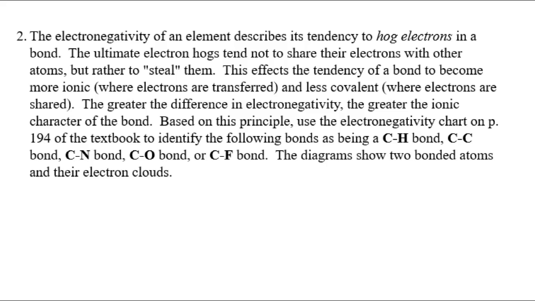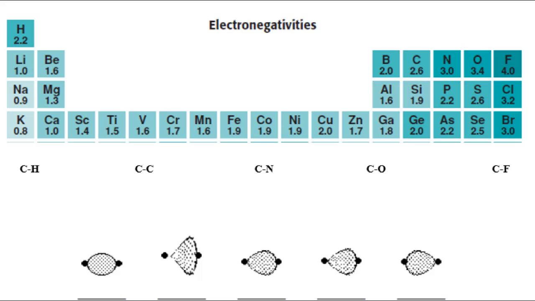Based on this principle, use the electronegativity chart in the textbook to identify the following bonds as being more electronegative or less electronegative, using these diagrams on the next slide. So here we are. What we have down here is diagrams of the molecular orbitals, or where the bonding electrons hang out in 2 dimensions. I'd like to do this in 3 dimensions, but since this is a 2-dimensional screen, you take the 3-dimensional object and you make a slice through it.